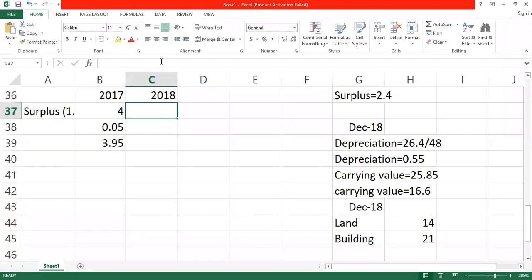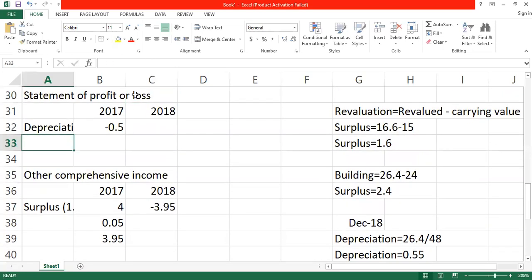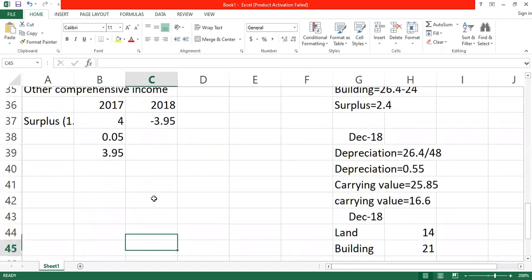Let's move on. So, 3.5. So we bring 3.95 over here to neutralize because they have transferred 0.05 from that one. So the revaluation loss will come here, which will be 3.5, isn't it? We bring the 3.5 here. Are we going to have depreciation for 2018? Yes. What will be the depreciation for 2018? 0.55, isn't it? All right. This is all the question is asking you to do. Very simple.